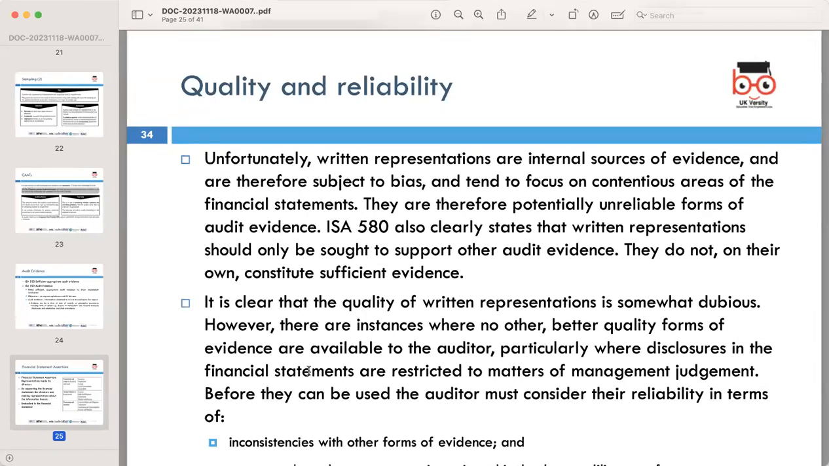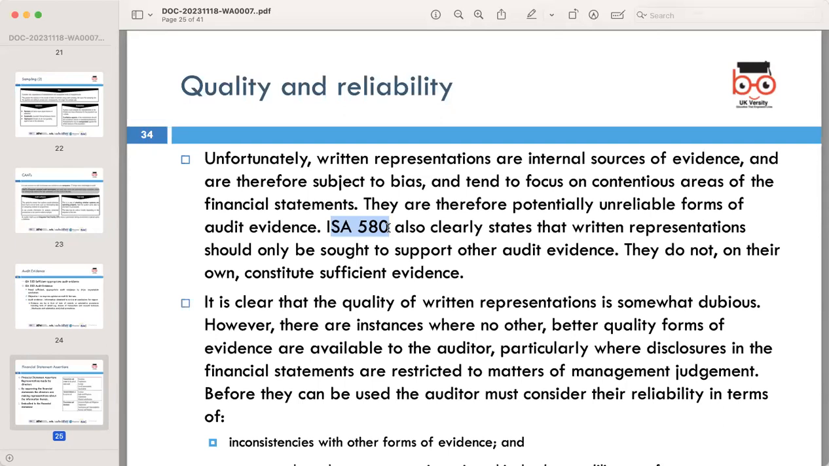You see, these writings come from inside the company, and that means they might not always be completely reliable. Their quality and their information might not always be completely reliable. In fact, there's a rule called ISA 580 that says we should be a little cautious with these written things. They are like puzzle pieces that help us understand the big picture, but we shouldn't rely on them alone.